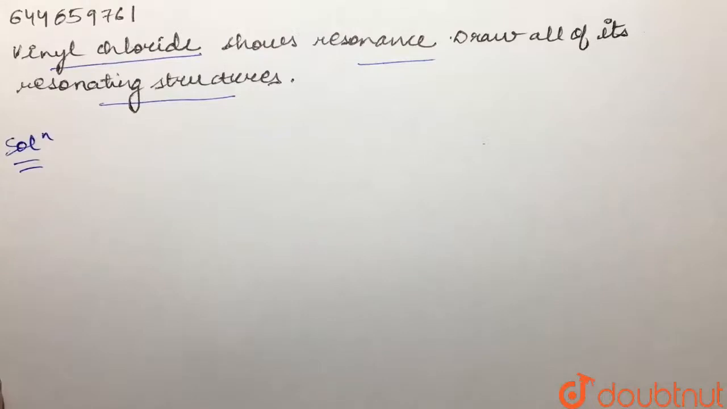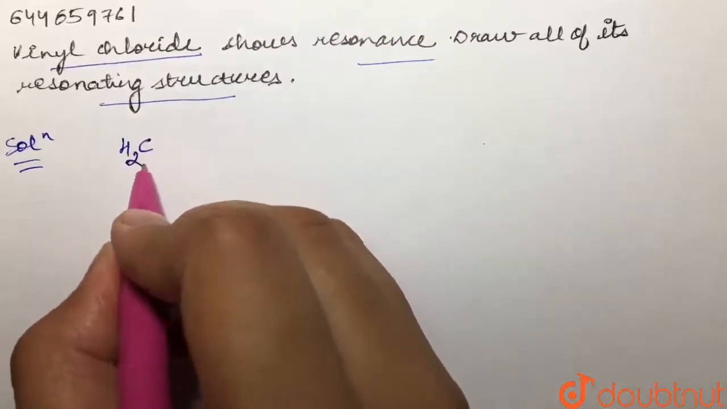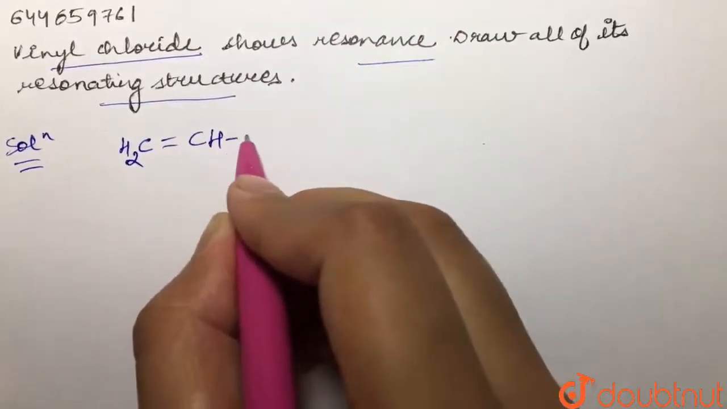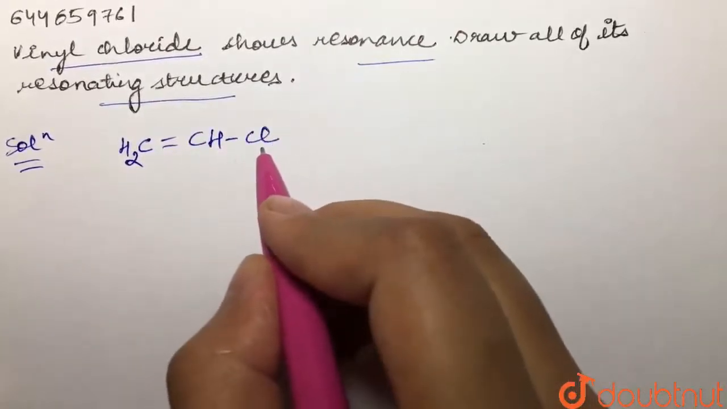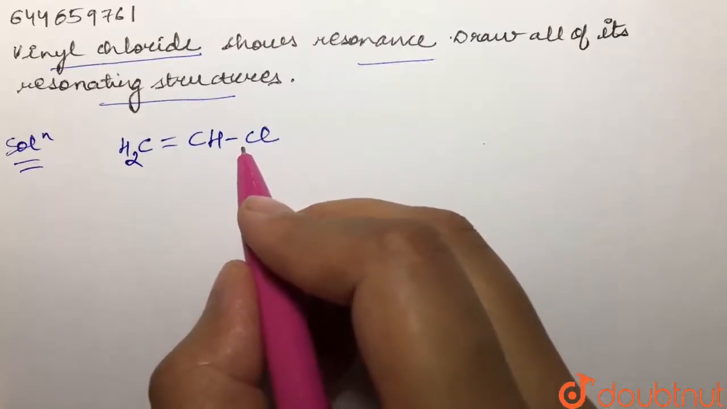So first of all, we'll see what is vinyl chloride. Vinyl chloride has a structure like this. We have CH2 double bond CH, and then at vinylic position we have chlorine attached to it, right? So this is our vinyl chloride. Now in this case we can have resonance.